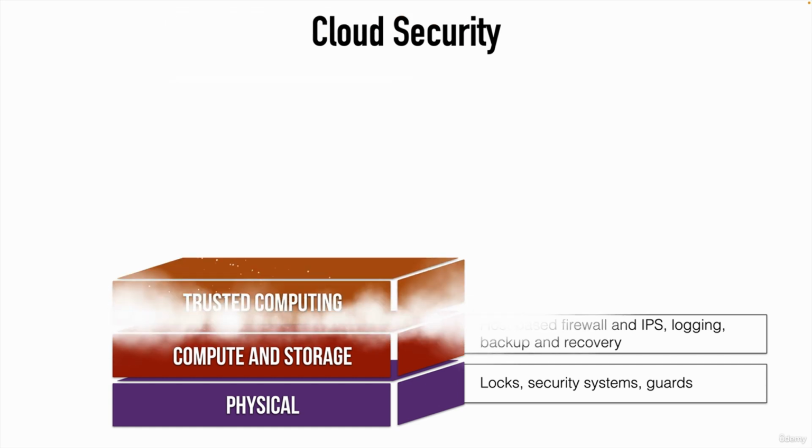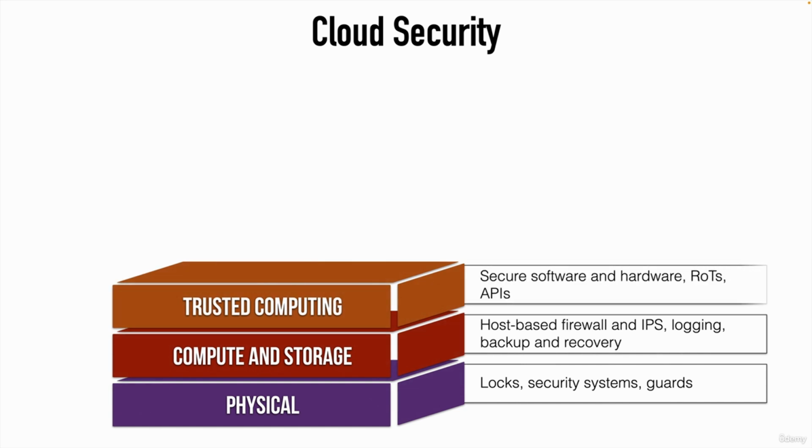The next layer is something called trusted computing. This means that we have secure software and APIs in place. APIs, or application programming interfaces, are a way that we enable applications to exchange data securely. There's also a concept called ROT, root of trust. These are a set of functions that will always be trusted by the underlying operating system. So ROTs can help prevent things like rootkit infections, and they also aid in data encryption.